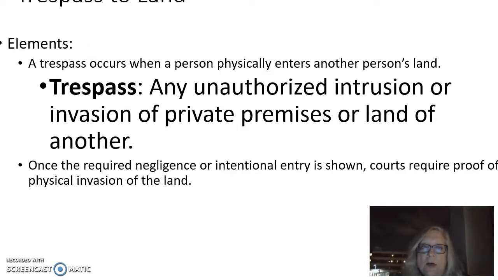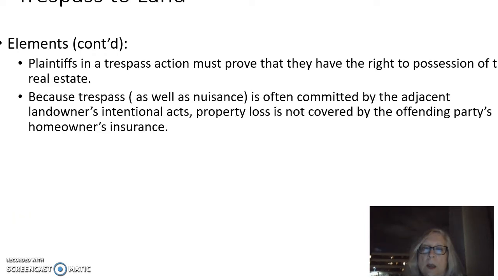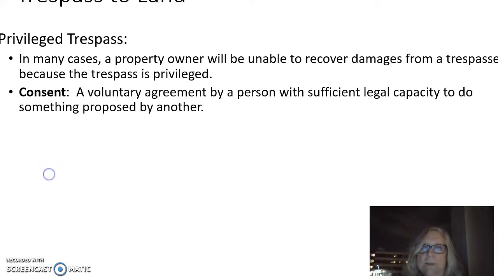Trespass is something you need to know about, and it's basically an unauthorized intrusion or invasion of private premises or land of another. So basically, the plaintiff has to prove that they have the right to possession, and unfortunately, it's usually trespass and nuisance, often committed by the adjacent landowner's intentional acts. And since it's intentional, the property loss is not covered by the offending party's homeowner's insurance many times.